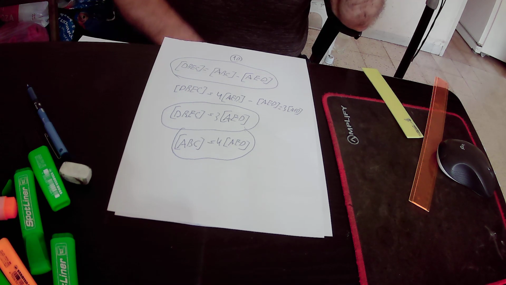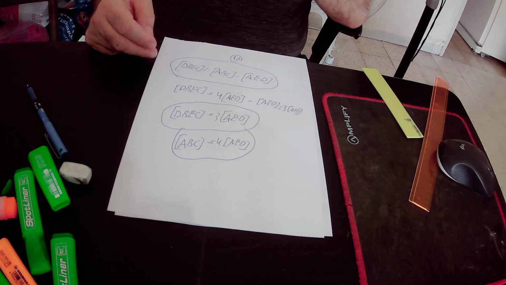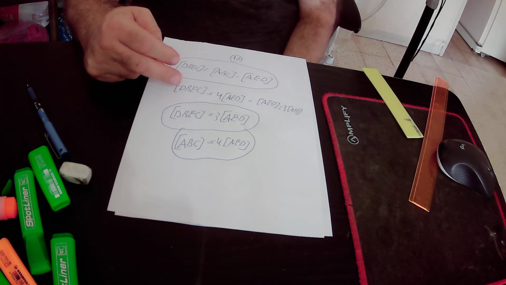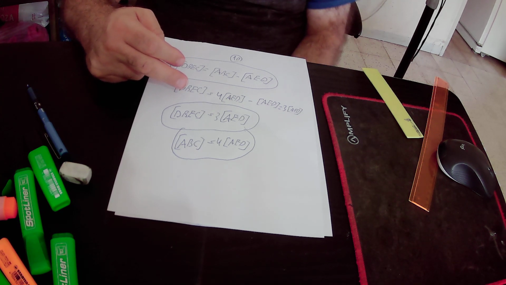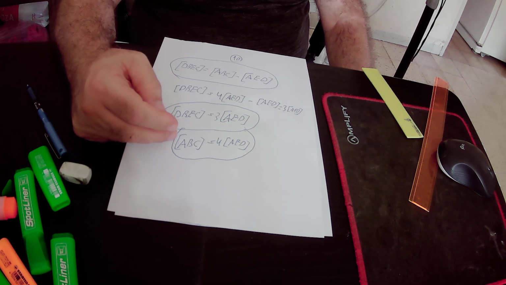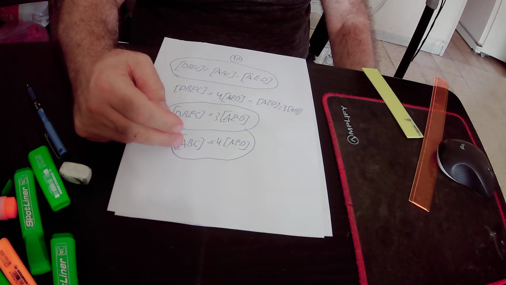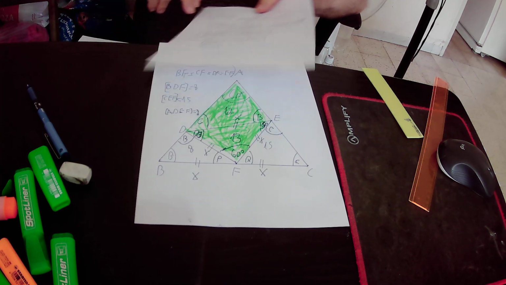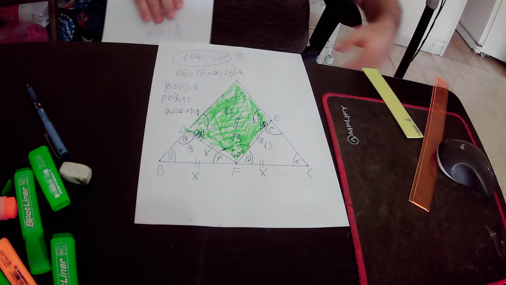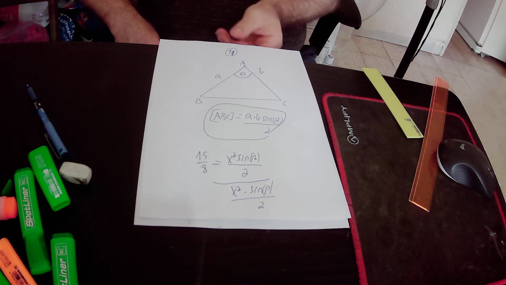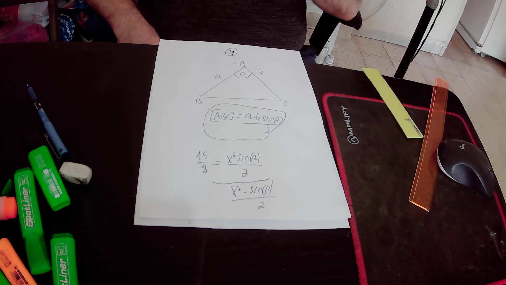So the area of quadrilateral DBEC equals 3 times the area of the small triangle, triangle AED, and the area of triangle ABC equals 4 times the area of triangle AED. Okay, then I presented to you a special formula for calculating the area of any triangle.